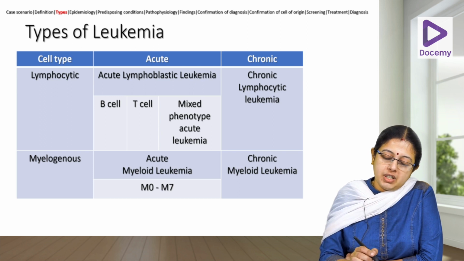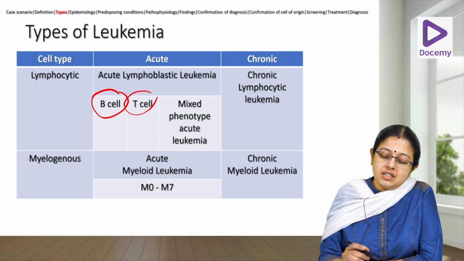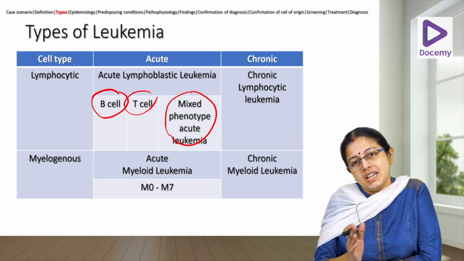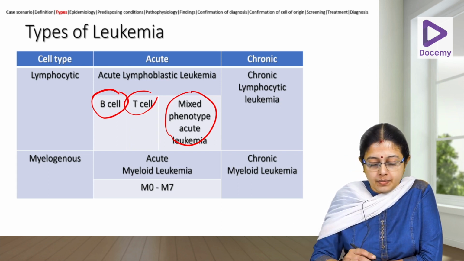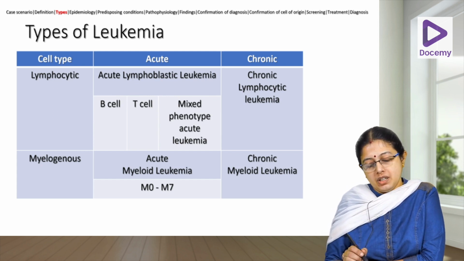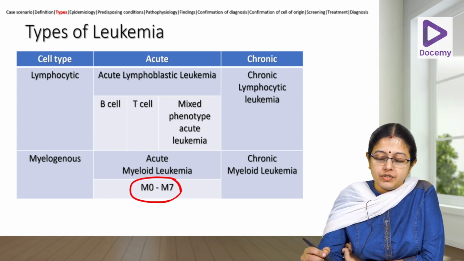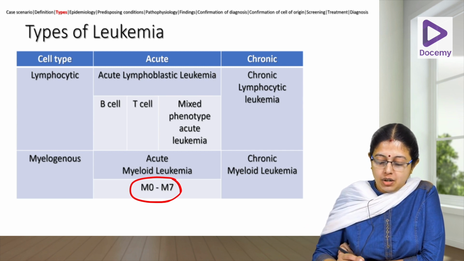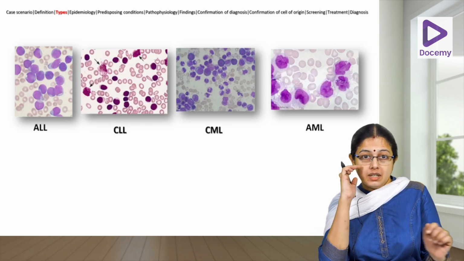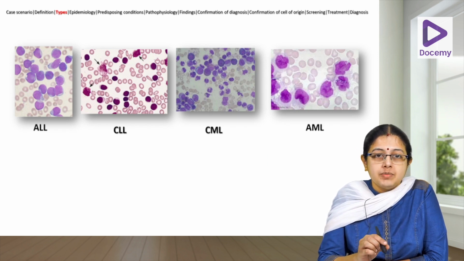Again, the acute lymphocytic leukemia is subdivided based on the cell of origin into B cell, T cell, and mixed phenotype, meaning the blast could express both the B and T cell markers. By the FAB classification, the acute myeloid leukemia is classified from M0 to M7 based on the different morphology of each of the blasts. We'll go through a few slides so that you are able to identify the types of blast.